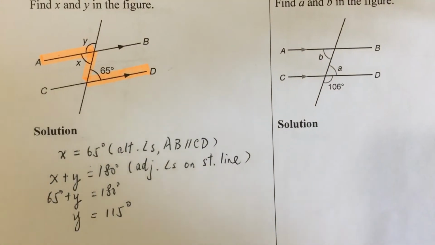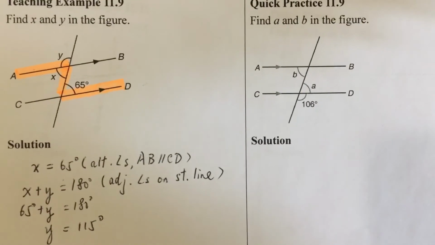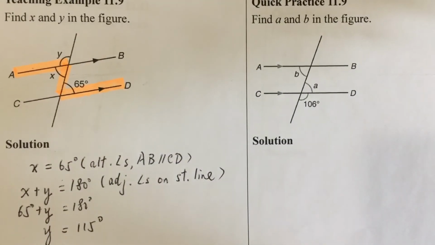And now we will go to the other part, the quick practice 11.9 for you all. I will give you 30 seconds. Please try to find the values of a and b now. Okay, now look at this question. If you cannot finish, just pause the video now.